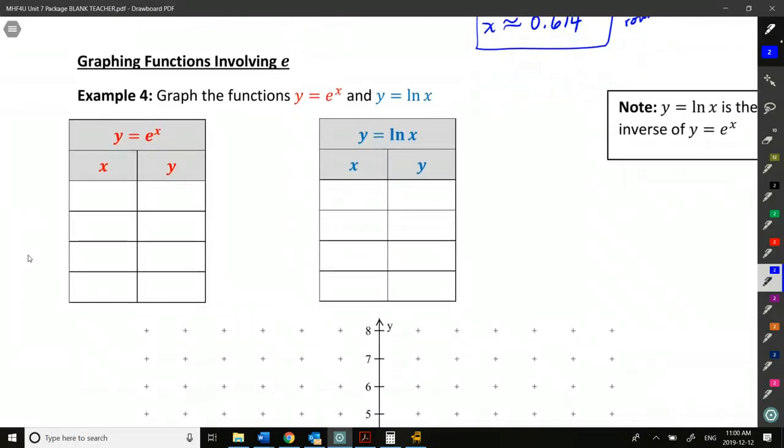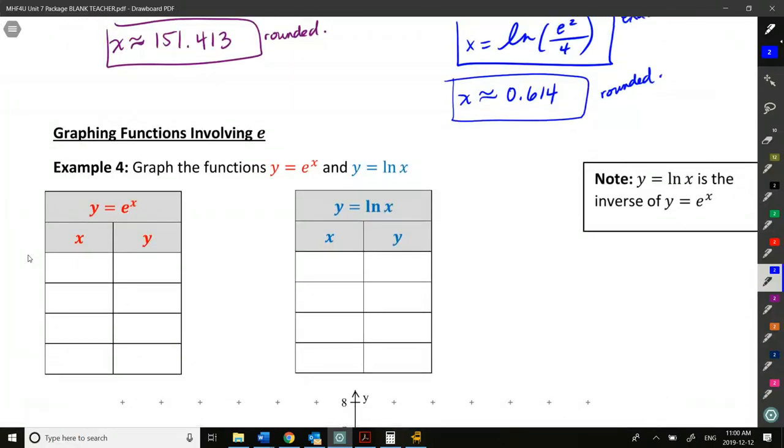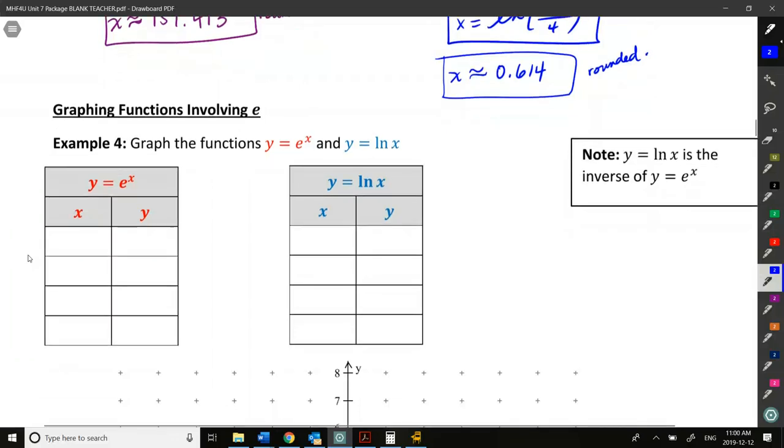Now, what does the graph of e to the x look like and ln x? So remember, guys, we talked about how it should look like a basic exponential and a logarithm. Now we're just using e. So let's take a look at a couple values here. Maybe we'll go from like -1 to 2.